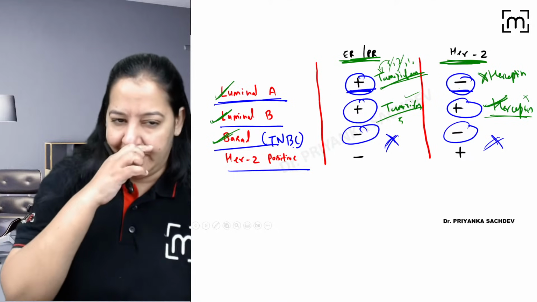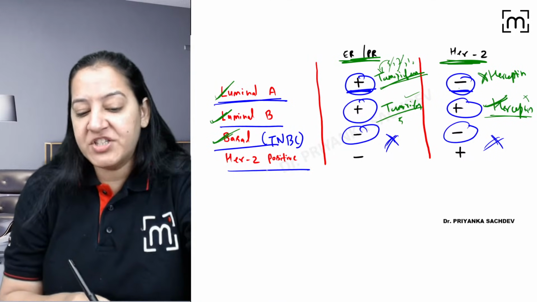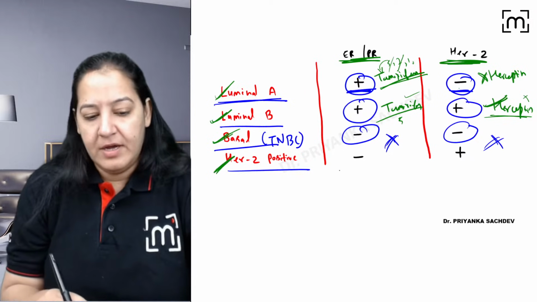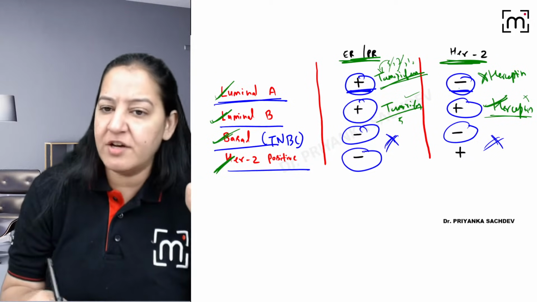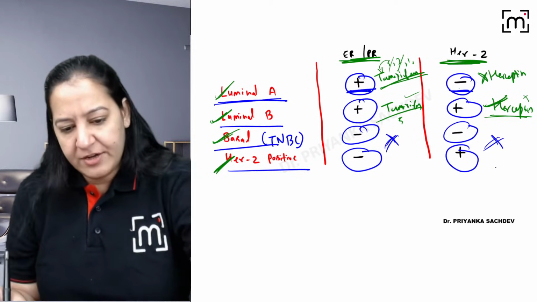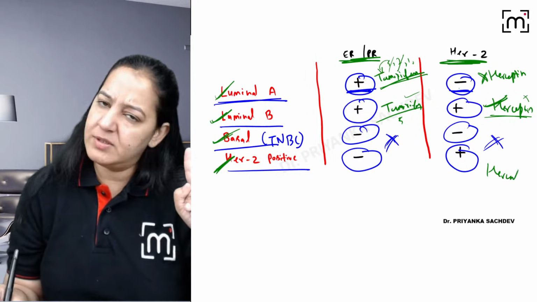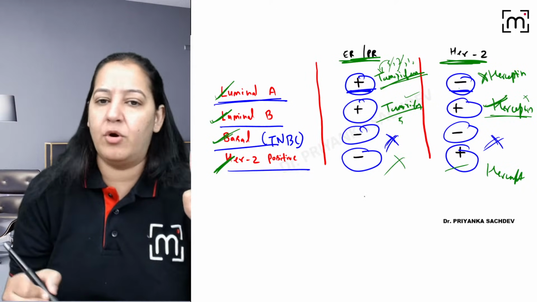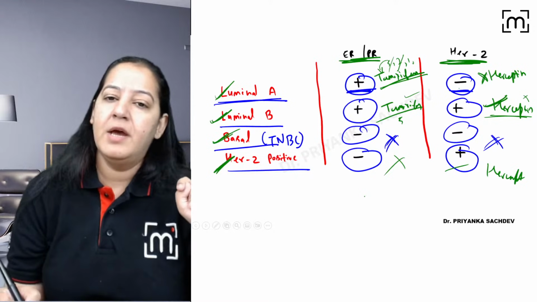And the last category, the fourth category, what is left? Fourth category, HER2 positive. So you got it. It's ER/PR negative but HER2 positive. So here in treatment you will give only Herceptin. It is costly, but yeah, the treatment is available. Not trastuzumab or no tamoxifen. Give me a thumbs up.